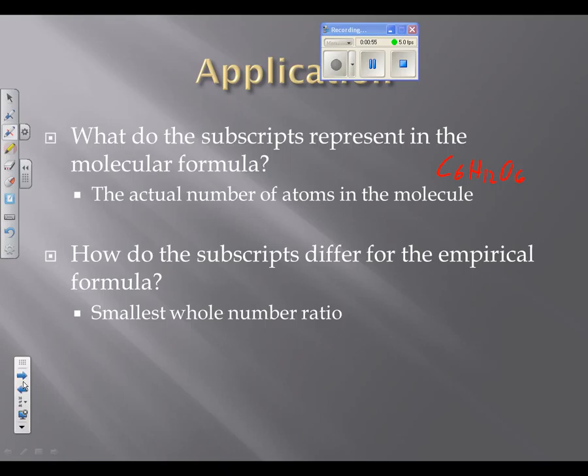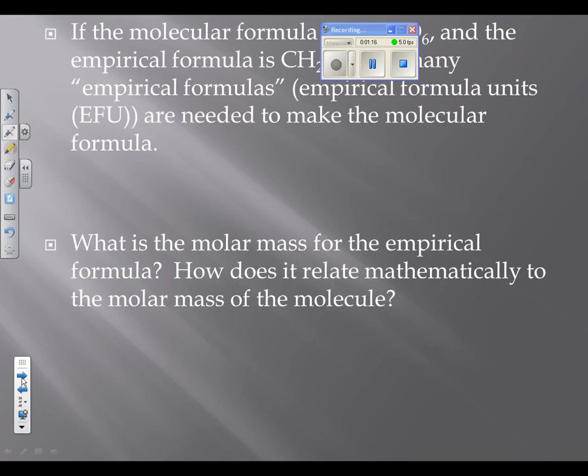So the subscript for the empirical formula is the lowest whole number ratio. We'll show you what that looks like in a bit, but basically we can divide 6, 12, and 6 by 6. We get CH2O. That would be the empirical formula. Because you see, the molecular formula always has higher numbers, and they always can be divided by a common number to become that empirical formula.